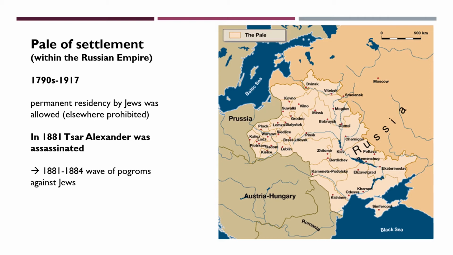In 1881, the Tsar of the Russian Empire, Tsar Alexander II, was assassinated, to which followed a brutal wave of pogroms against the Jews, particularly in southern and western Russia. As a result of these pogroms, many Jews left Russia, mainly to the United States, and few of them opted to immigrate into Palestine.